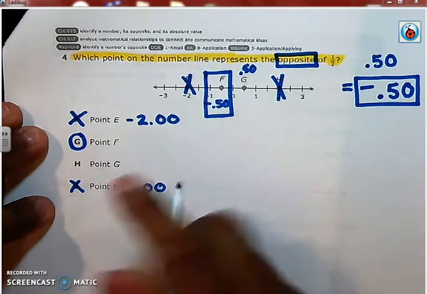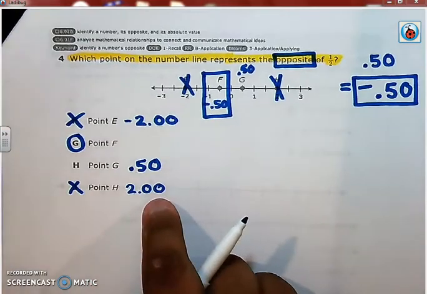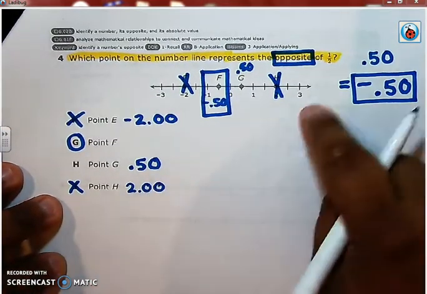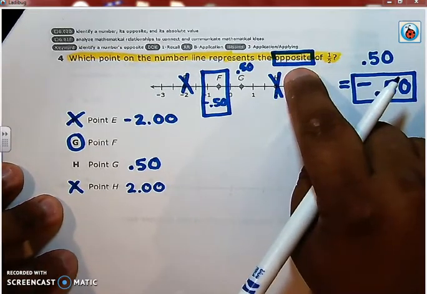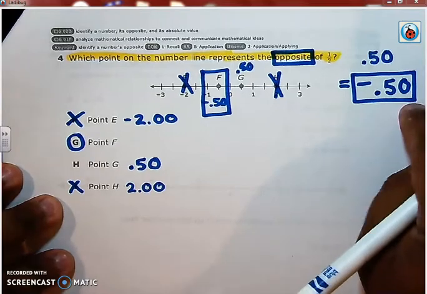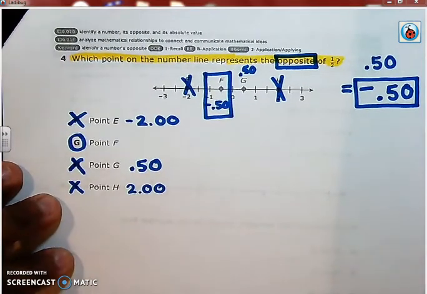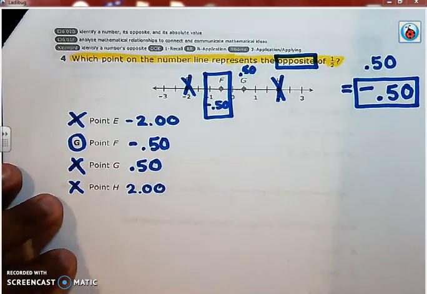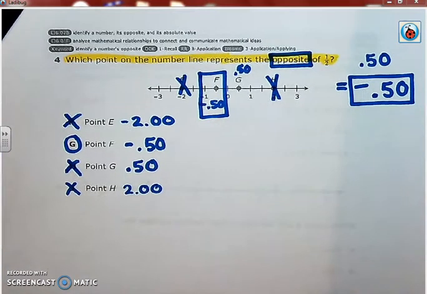Point G is 50 cents. Excuse me. But remember, we don't want 50 cents. We want the opposite of it, which is negative 50 cents. So H is also out. Point F is at negative 50 cents. So hopefully you did not miss that one.